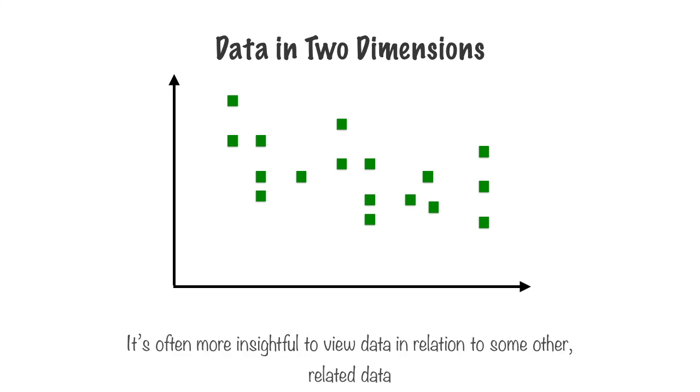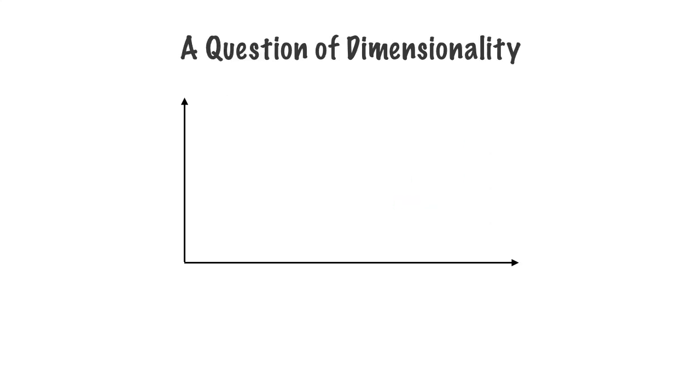Data is much more interesting when you view it in relation to some other bits of data which are related to the first. That is data in two dimensions. Every point here is represented by two numbers or two coordinates. Let's look at some data here and answer some questions.